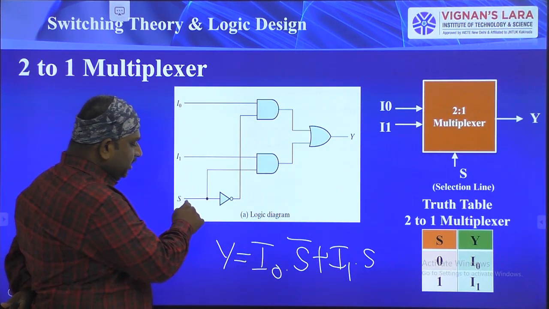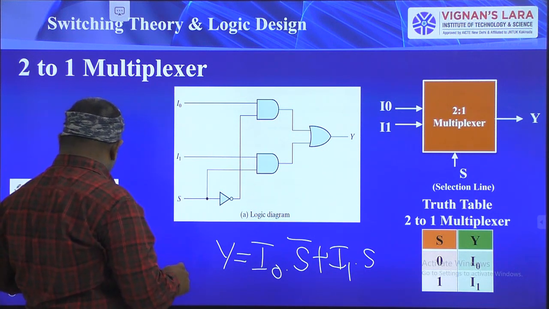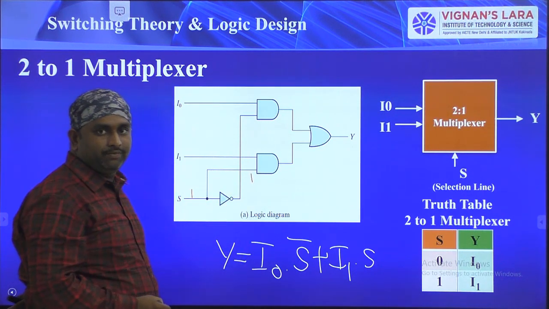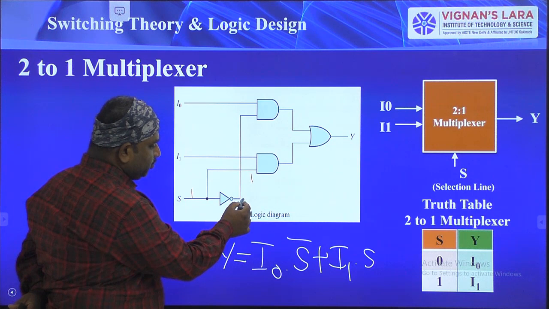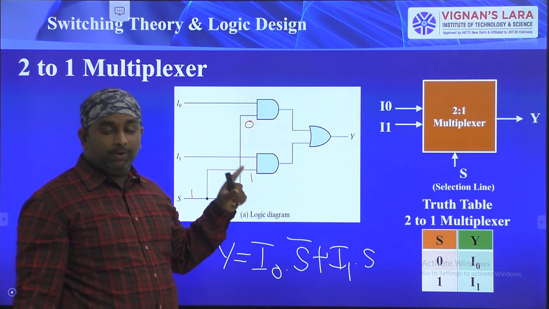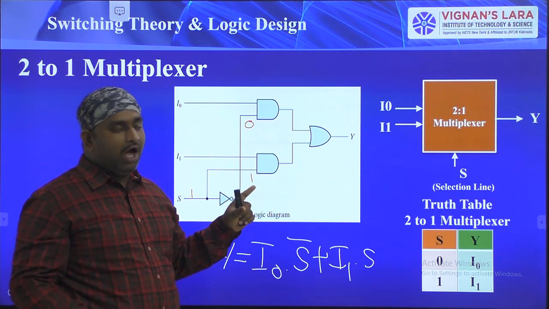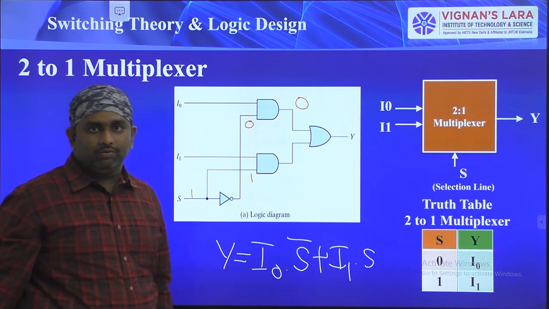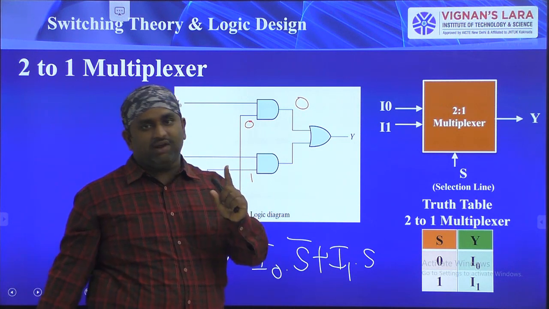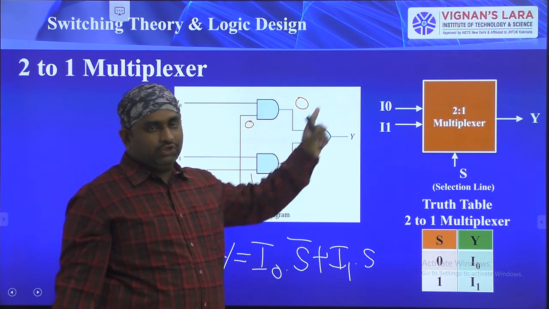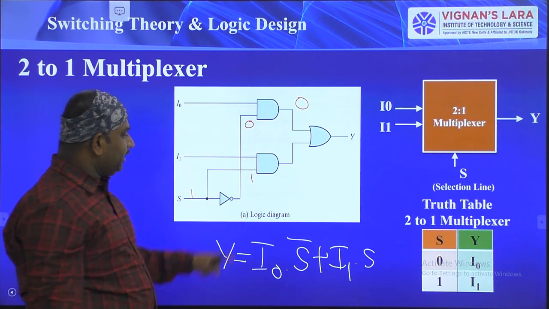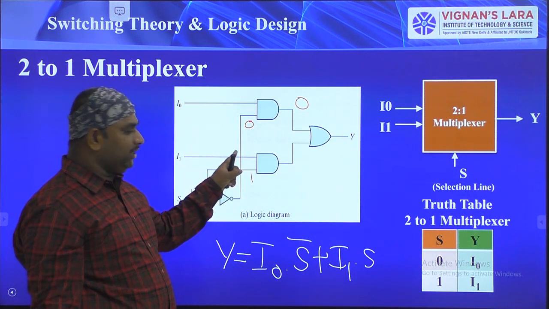So see here, if S is equal to 1, so the input of this AND gate is equal to 1. Okay, so then after the NOT gate, this value is equal to 0. So now this AND gate is equal to 0. For an AND gate, if any one of the inputs is equal to 0, automatically that AND gate output is equal to 0, irrespective of the other input. Here, now the AND gate has one input equal to 1. Now it depends upon the other input.